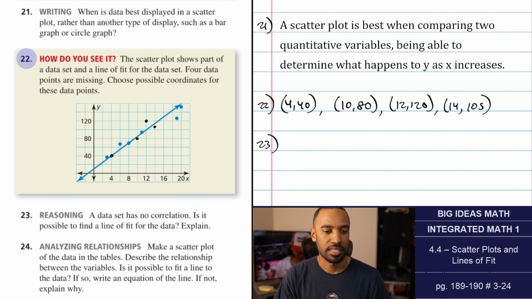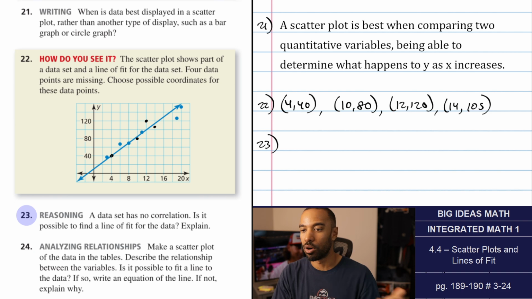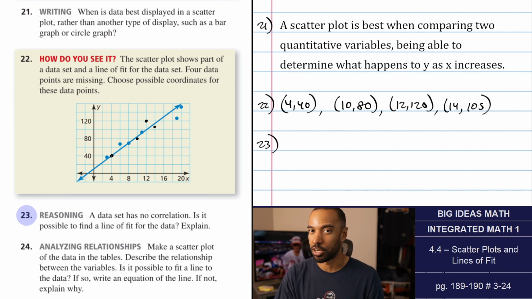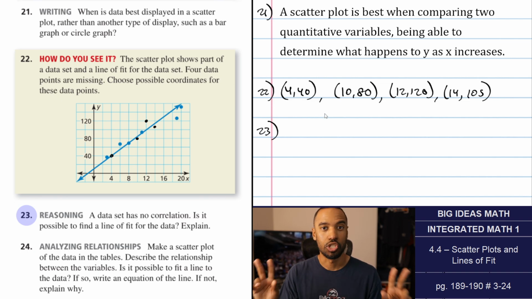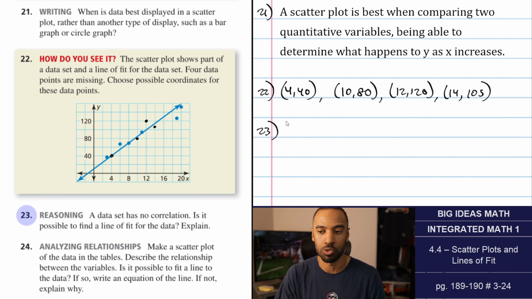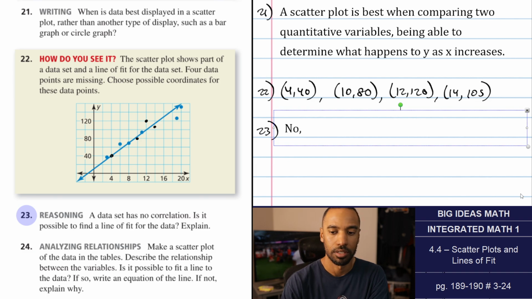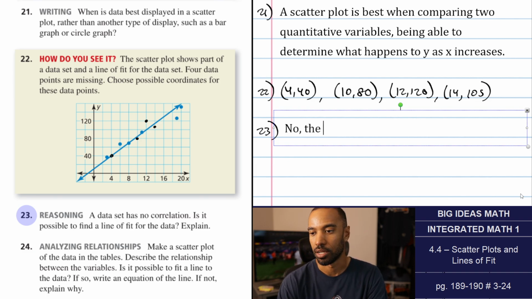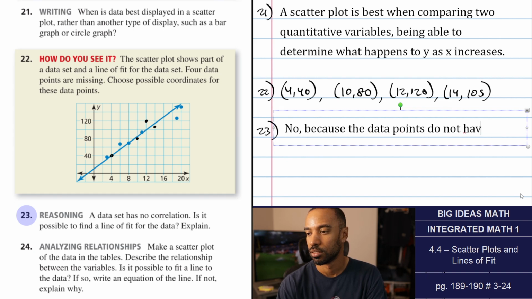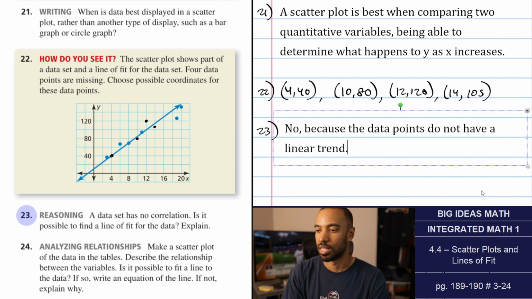Number 23 says, a data set has no correlation. Is it possible to find a line of fit for the data? Explain. No, because there's more than one. First of all, they don't form a linear trend. Second of all, there's probably more than one line you could draw that's just as trendy as any of the other ones, which there's no true trend. So no, because the data points don't have a linear trend. That's it. That's all.